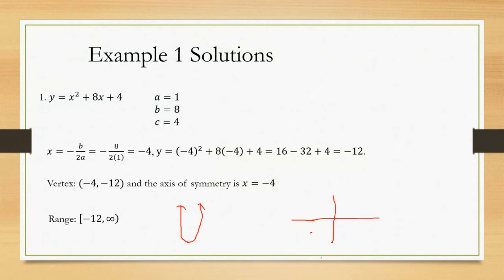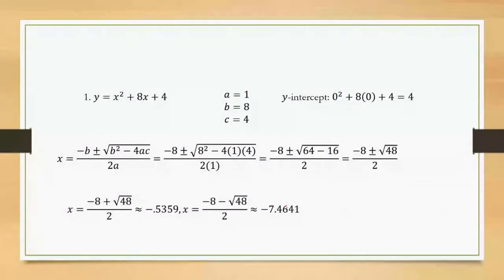Okay, and since it opens upward, I don't know where exactly it's going to pass through the x-axis, but we know it has to pass through somehow. So it might pass through both times here. But we know it has to pass through the x-axis. So we know ahead of time that there are going to be x-intercepts. Kind of like planning ahead, so to say. Okay, well, let's find them.